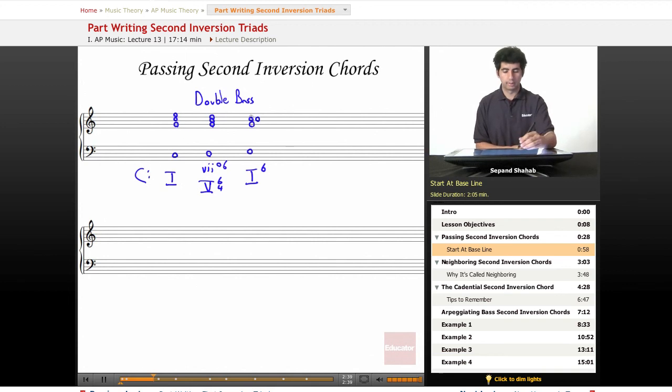So this voice leading for this progression is very common. So we have this G that stays throughout, and then the C that moves down a step to B, and then back up to C, and then this mi, re, do movement of the third.